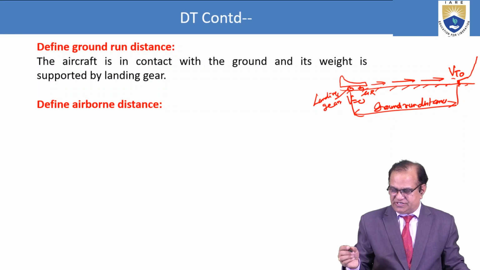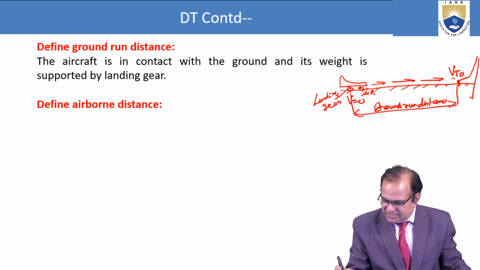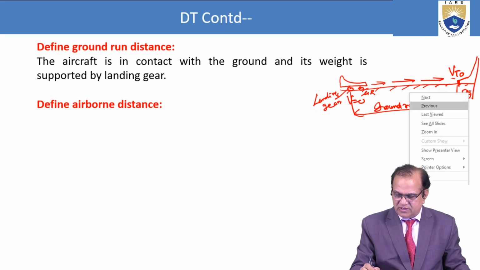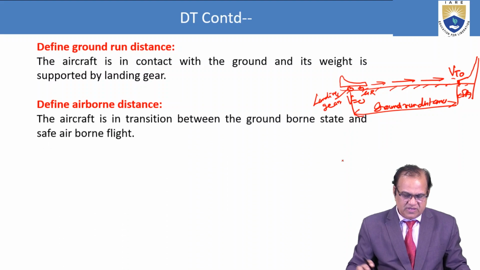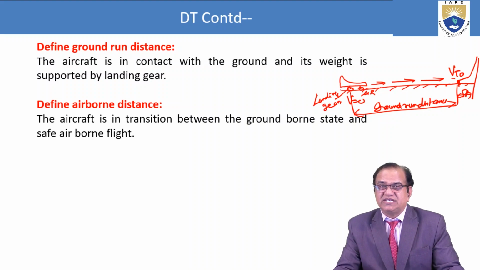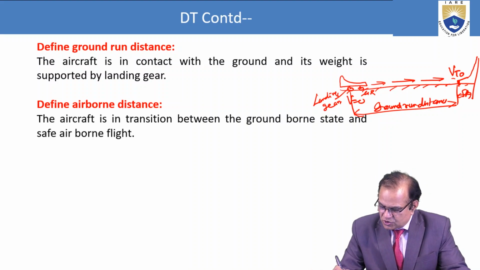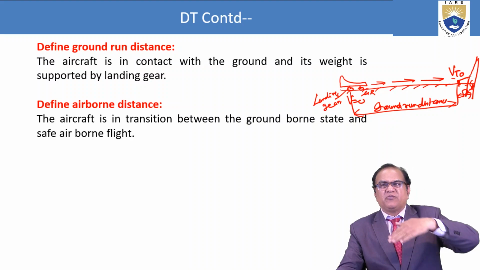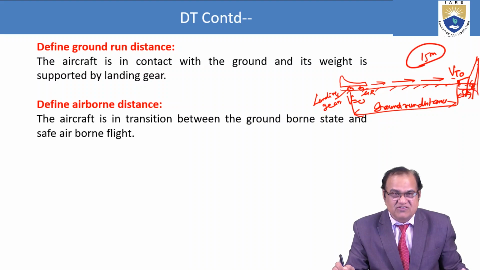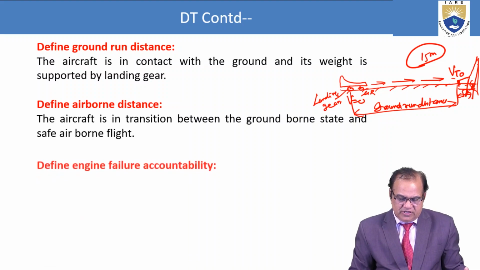Define airborne distance. So now from here to here, this is your SA. The aircraft is in transition between the ground-borne state and its safe airborne state. So from here, this is the airborne distance, here, this one, it is SA. So it is fully clearing the ground, and as per this, it is 15 meters. How much runway is required, that is called the airborne distance.